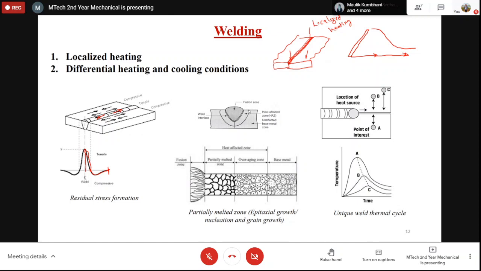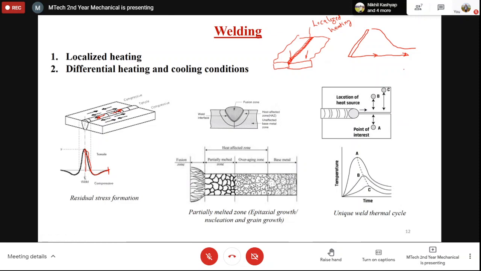Some of the parts will have epitaxial growth, and some of the parts will have growth due to nucleation and grain growth. So this type of differential microstructure will be obtained during the cooling of the weld zone. So that is another problem. The other problem is that the different sections of the weld zone will have a different weld thermal cycle.